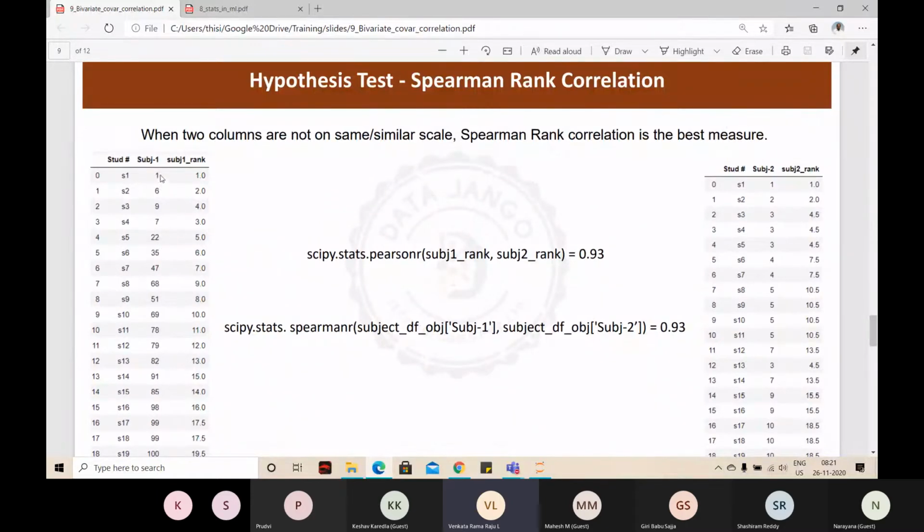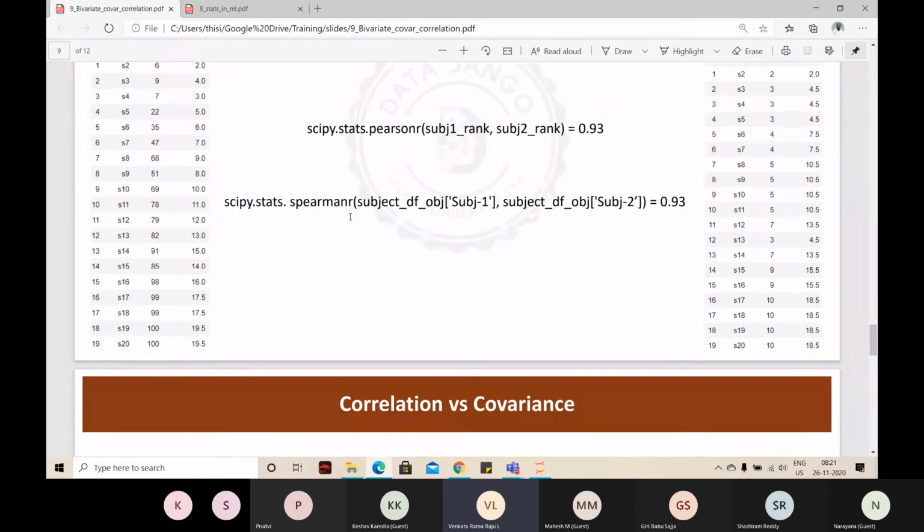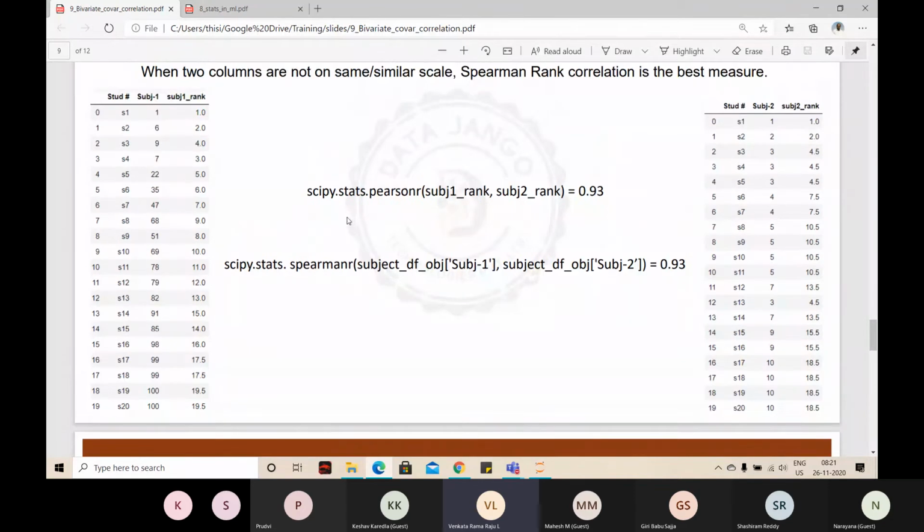Pearson correlation will take actual values and try to calculate a correlation coefficient. It will do the covariance, then calculate the standard deviations of the columns and divide by the standard deviations. So that is the normal Pearson correlation. But Spearman correlation will take the ranks into consideration rather than the actual values. Why do we need to take ranks into consideration?